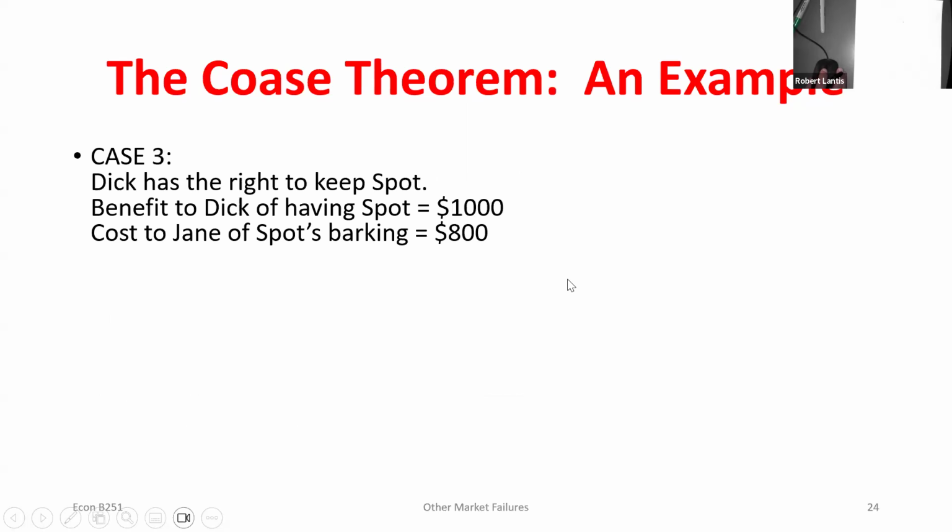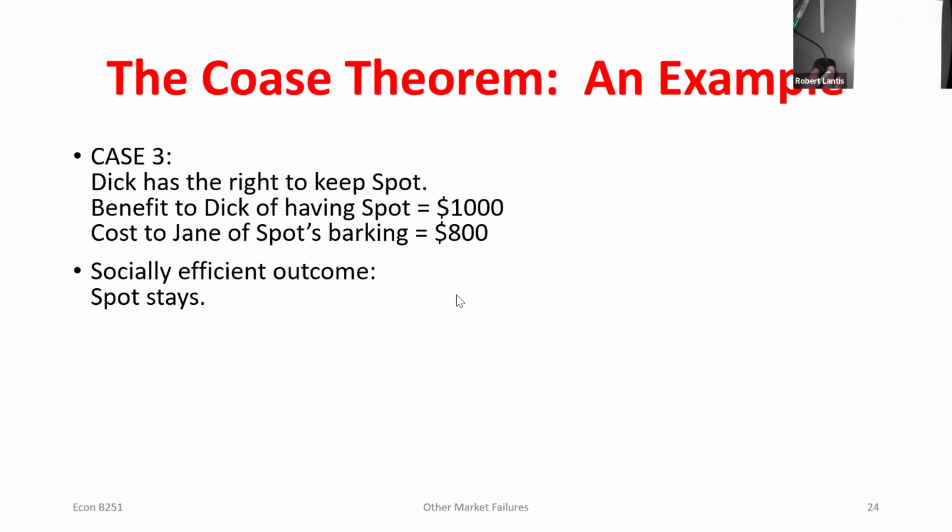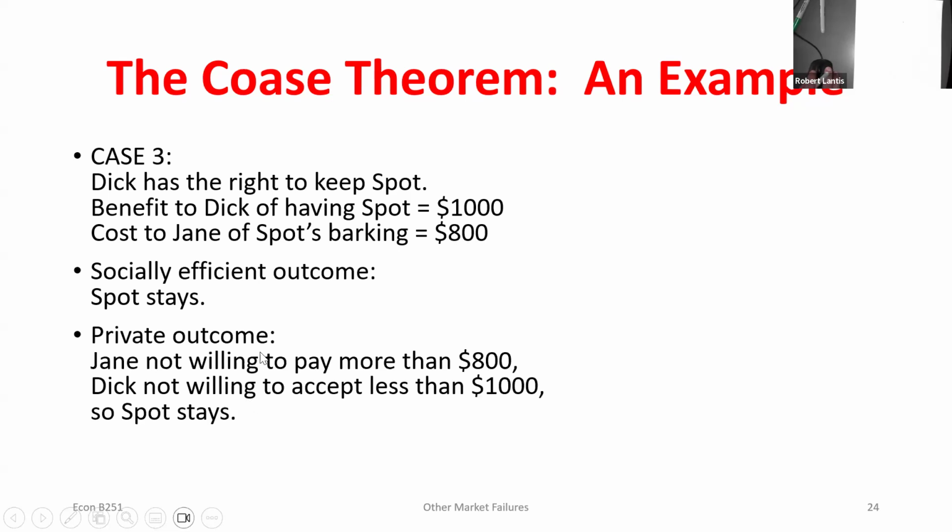Now let's think if these were a little bit different. So now we have a society where Dick values owning his dog at $1,000. For Jane, $800 is the additional cost. Well, if Dick has the right to keep the dog, what's going to happen? Is there any amount of money Jane is willing to offer Dick to get rid of the dog that he would accept? Well, she would offer up to $800, that's her current cost, so any amount lower than that she'd be okay with. However, if she offers $700, will Dick be willing to take that? Well, he values having the dog at $1,000. If he accepts that offer, he'd only have $700. He'd be worse off. So the dog is going to stay, right?